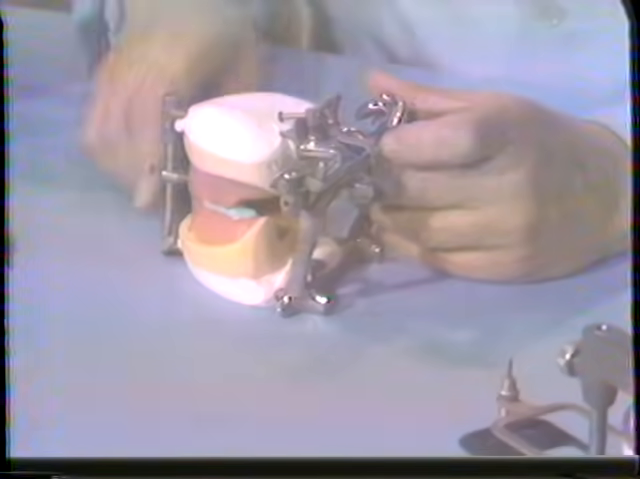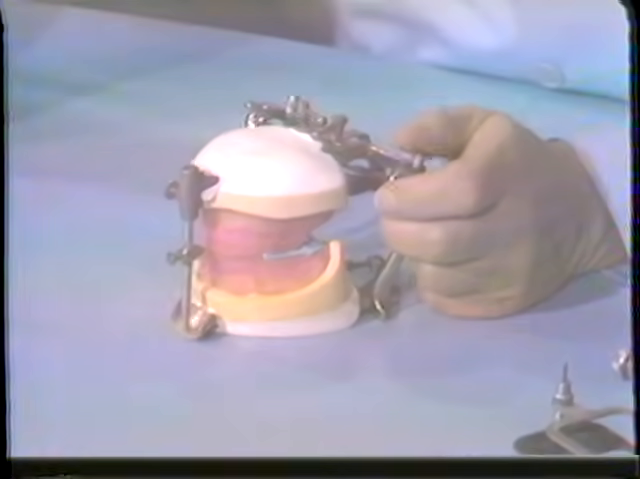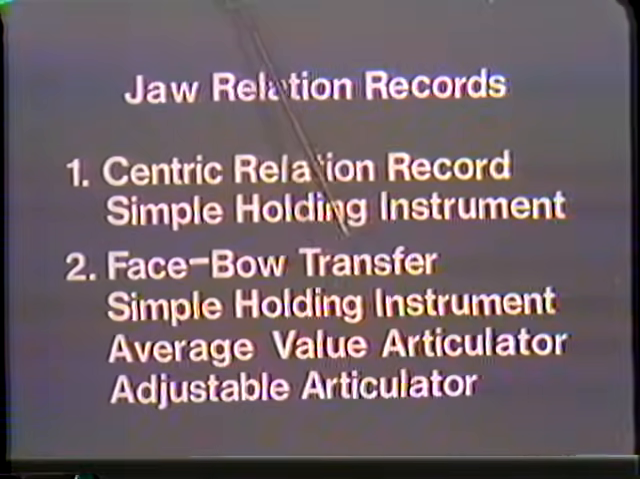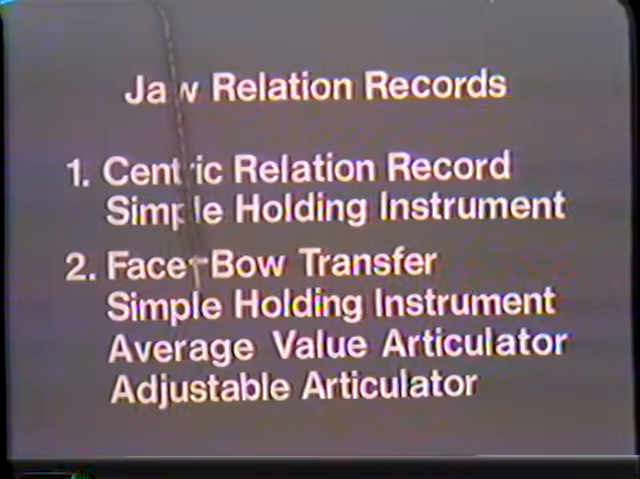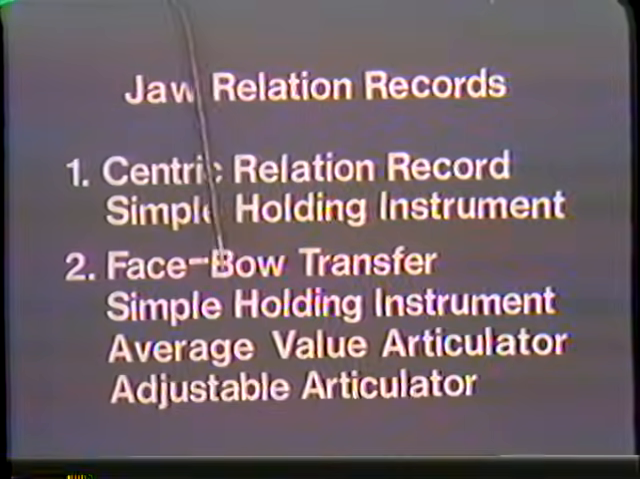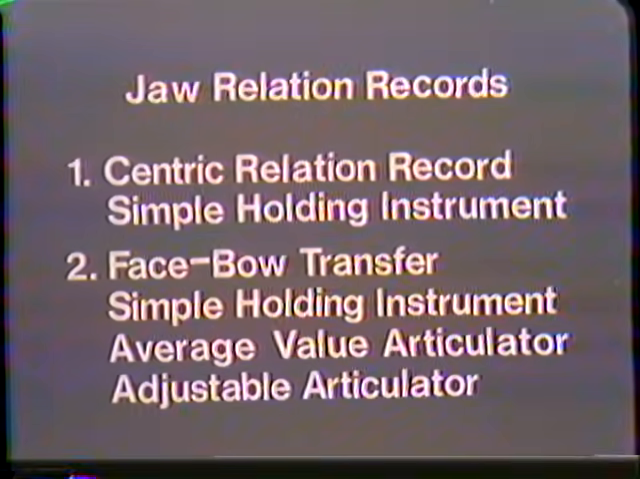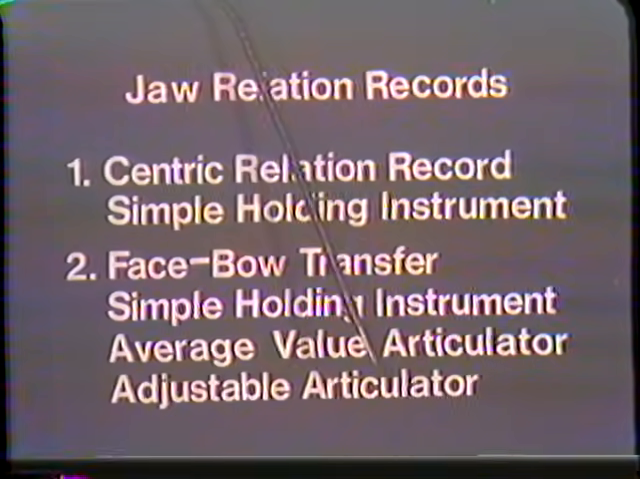Now we get to the average value instrument. The average value instrument, we can now use a facebow. If we could come to this card once more here and show the next. Here we talked about a facebow transfer earlier, and I just said that in a simple holding instrument, a facebow transfer is necessary if the instrument is capable of accepting this facebow transfer, and if we intend to change the occlusal vertical dimension at any time during any subsequent procedures. The next one then is the average value instrument and the adjustable articulator.